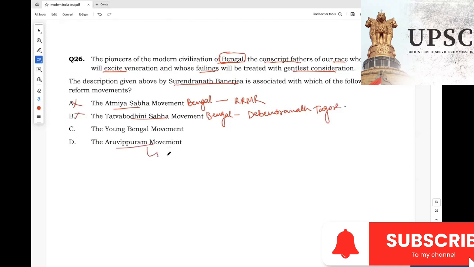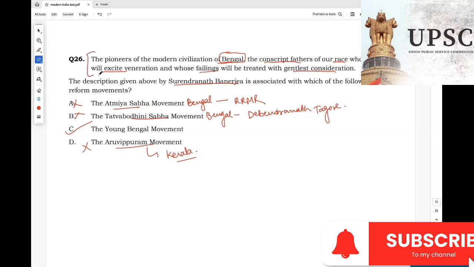The Aravippuram movement, this is from Kerala. So this is obviously wrong. Doesn't matter who is the founder. So by elimination, you come to the Young Bengal movement. Now, when the Young Bengal movement was started by Henry Vivian Derozio, Surendranath Banerjee was not a member of that. But by elimination, you come across this answer.